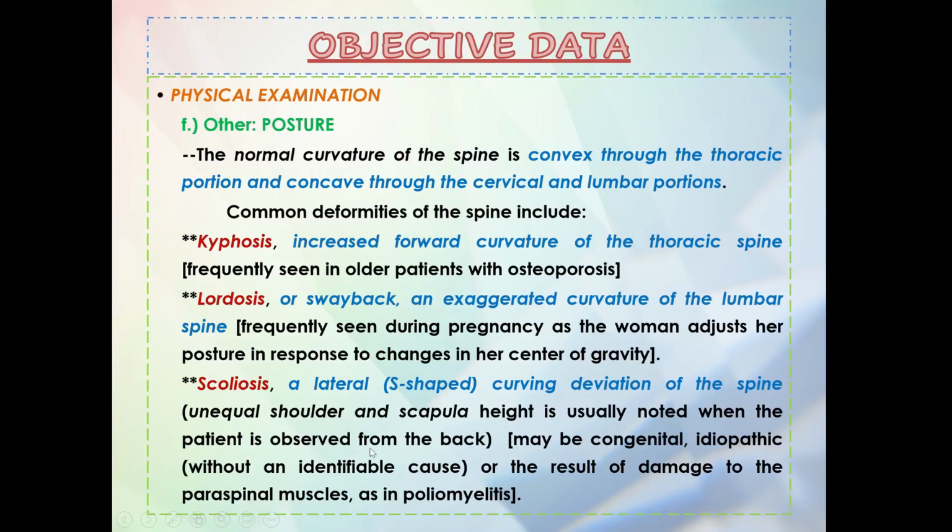Makikita nyo unequal yung kanyang shoulder and scapula height, and usually noted when the patient is observed from the back. So, pwedeng congenital siya, idiopathic, ibig sabihin hindi identifiable yung cause. Or it can be the result of damage to the paraspinal muscles as in poliomyelitis. Okay, so ito yung tatlong deformities involving the spine. Again, kyphosis, ito yung increased forward curvature of the thoracic spine, lordosis, sway back. And then scoliosis, S shape.